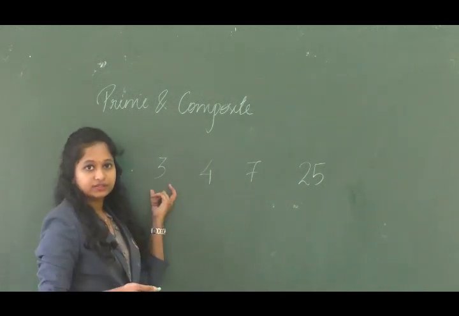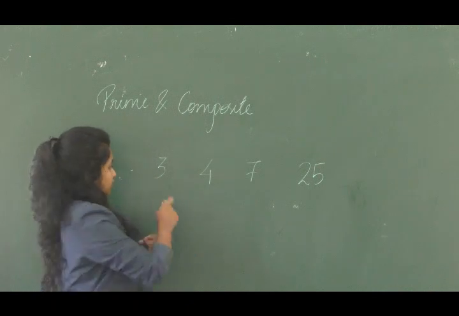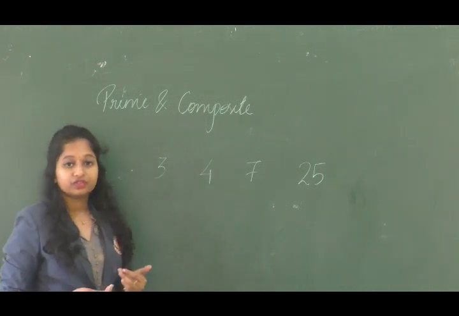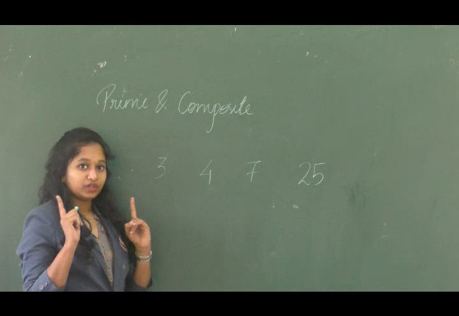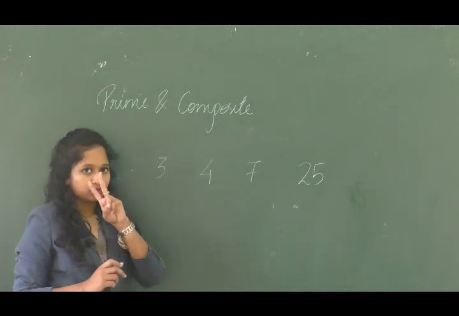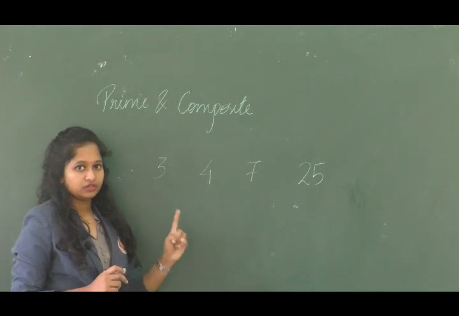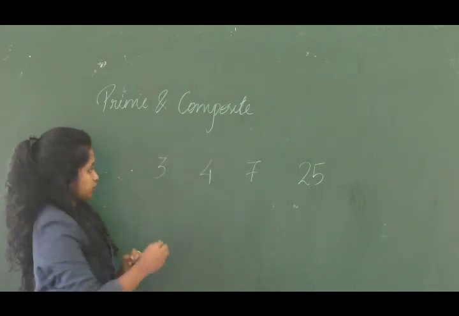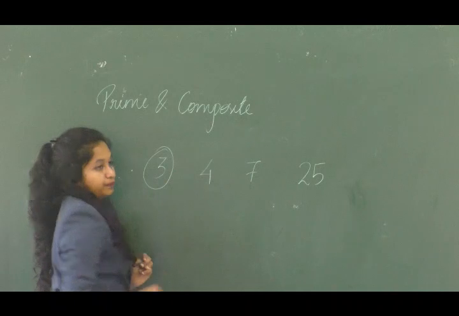I have 3 here. Okay? 3. What are the factors of 3? Only 1 and 3. So there are 2 factors for 3, which is 1 and 3. So this is a prime number.